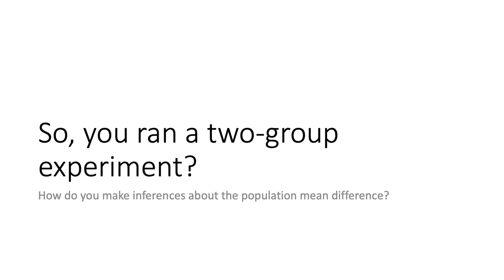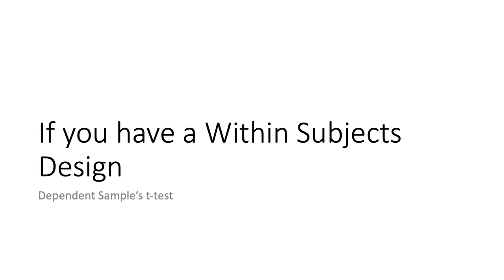So, building on last lecture, we're doing something very similar. You ran a two group experiment. How do you make inferences about the population mean differences, which is what we're after? Well, today's discussion is about what you do when you have a within subjects design. This is called a dependent samples t-test. When you have a between subjects design, you use the independent samples t-test.